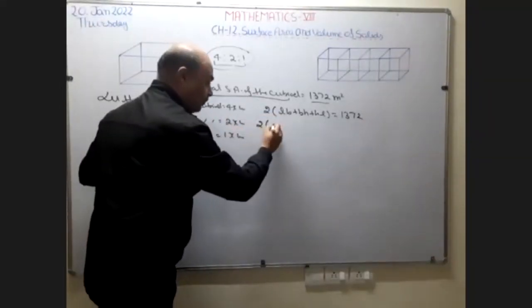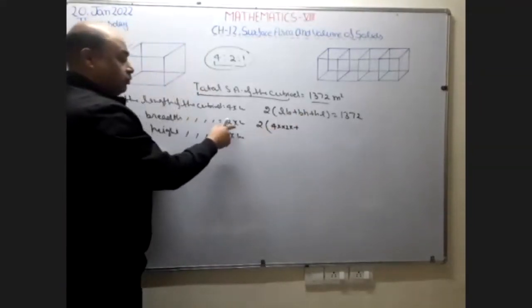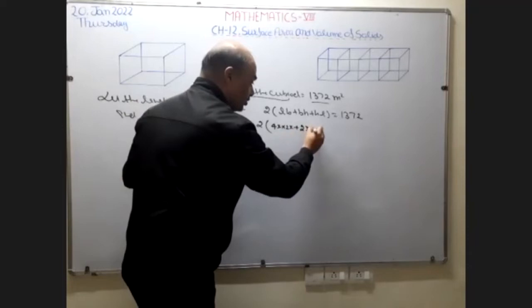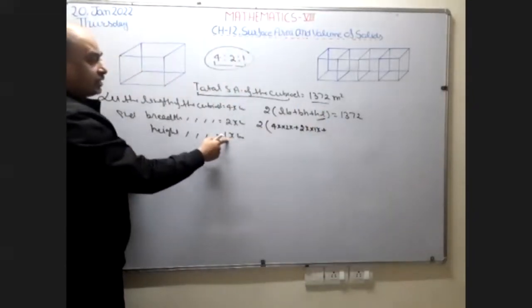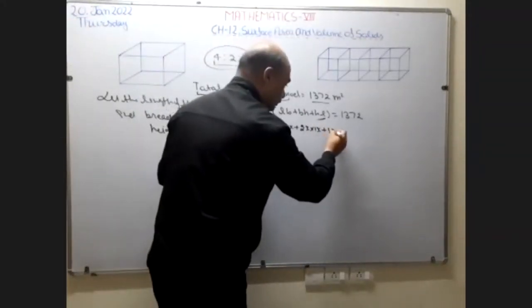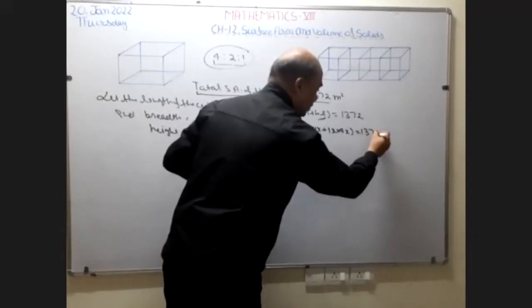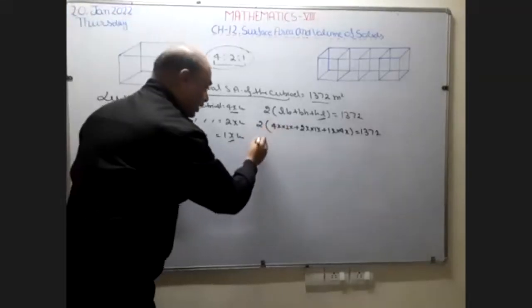So right here, 4x into 2x plus B into H. What is B? 2x. What is H? 1x. So right here, 2x into 1x. After that, H into L. What is H? 1x. What is L? 4x. So right here, 1x into 4x equal to 1372.